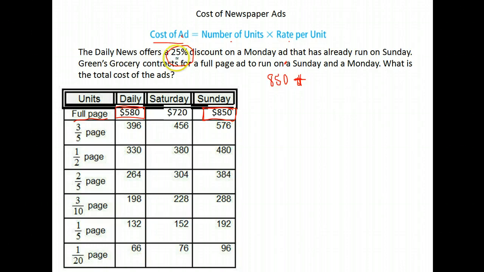Well, there's two ways you can look at this. You can use the complement method, which, remember, if you get 25% off, what percent are you paying? Well, out of 100, if you get 25% off, you're paying 75%. Move the decimal 2 places to the left. We're paying 75% or 0.75 of the Monday rate, the daily rate, which was $580. Okay, so we have to find our daily rate for Monday, the 580 times 0.75, and then we'll add the Sunday rate.